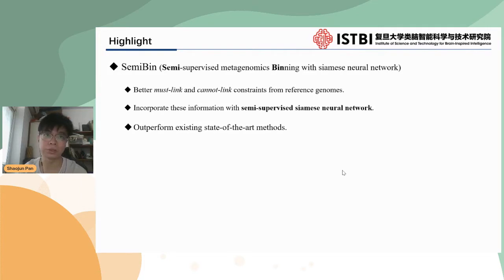Here we proposed a better way to generate reliable must-link and cannot-link constraints from reference genomes, and we used a semi-supervised neural network to incorporate this information. And also we have evaluated that SemiBin can outperform existing state-of-the-art methods in simulated and real datasets. And we will talk about these details later.